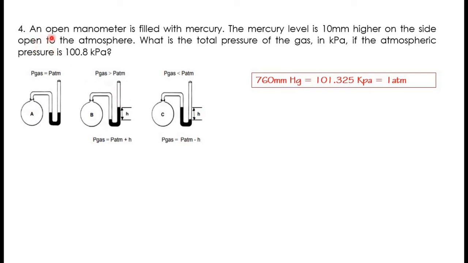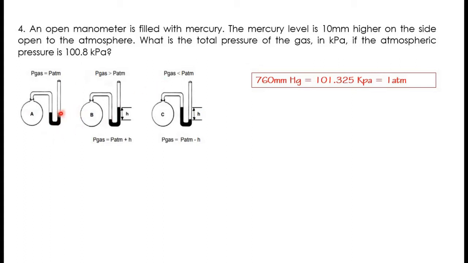Problem number 4. An open manometer is filled with mercury. The mercury level is 10 millimeter higher on the side open to the atmosphere. What is the total pressure of the gas in kPa if the atmospheric pressure is given to be 100.8 kilopascal?